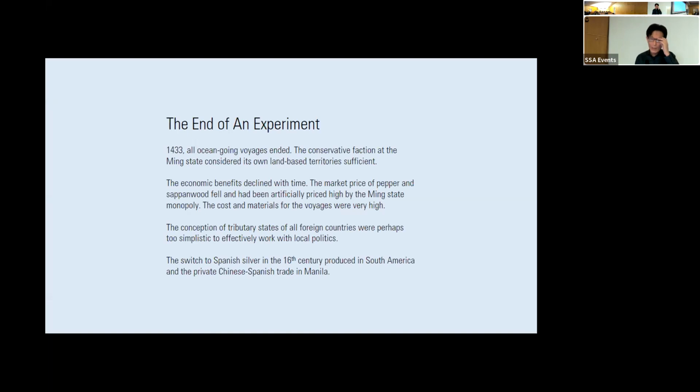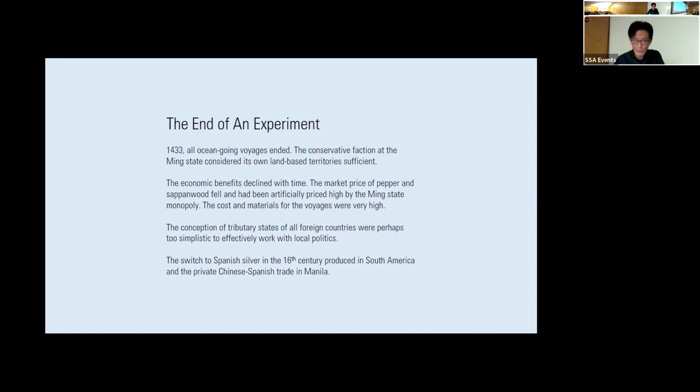I think the Chinese conception of the gifts and tributary states idea, to me, didn't really work very well in the Indian Ocean. If you want to work in that direction, you really need a good understanding of the politics. And I'm not sure whether the Chinese had a good understanding of what was going on religiously and politically in that part of the world. So it worked to some extent, but probably didn't work in a dramatic way.